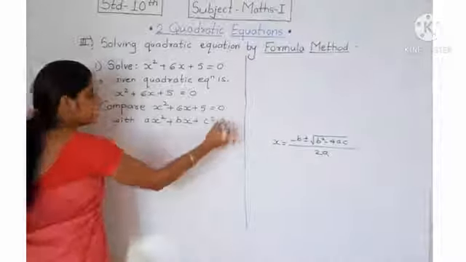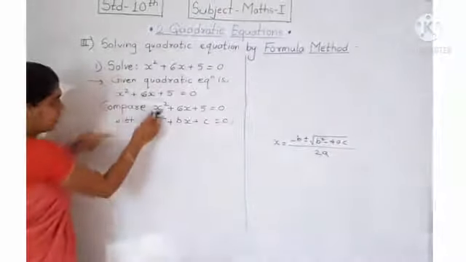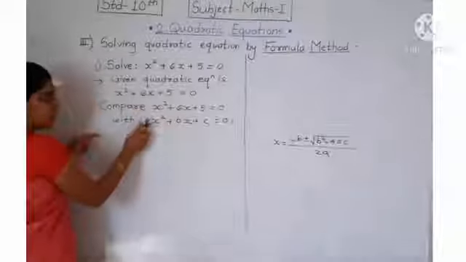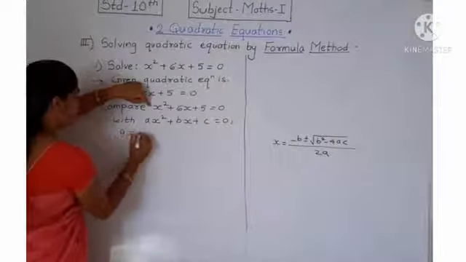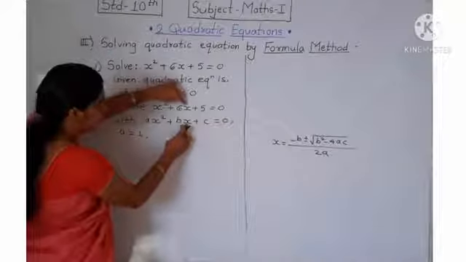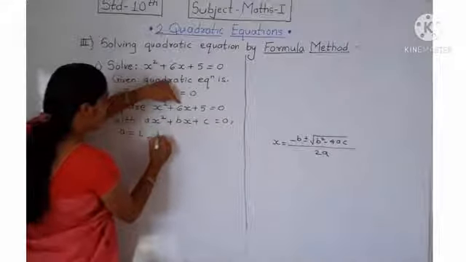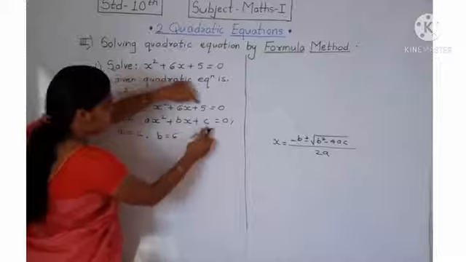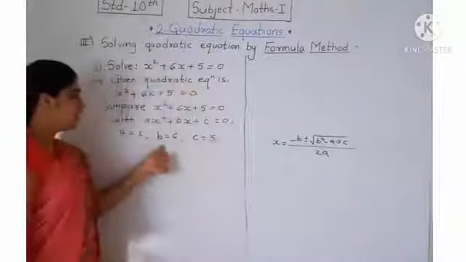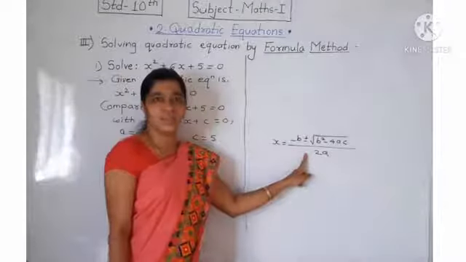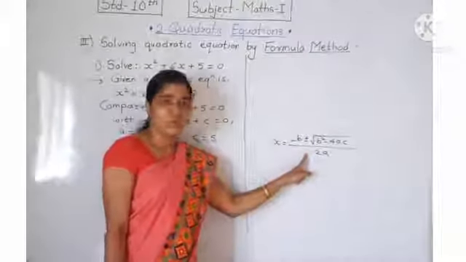What do we get after comparing? The coefficient of x square is 1. So the value of a becomes 1. Then the value of b is 6. And here the value of c becomes 5. We calculated the values of a, b, c. We want the values of a, b, c.